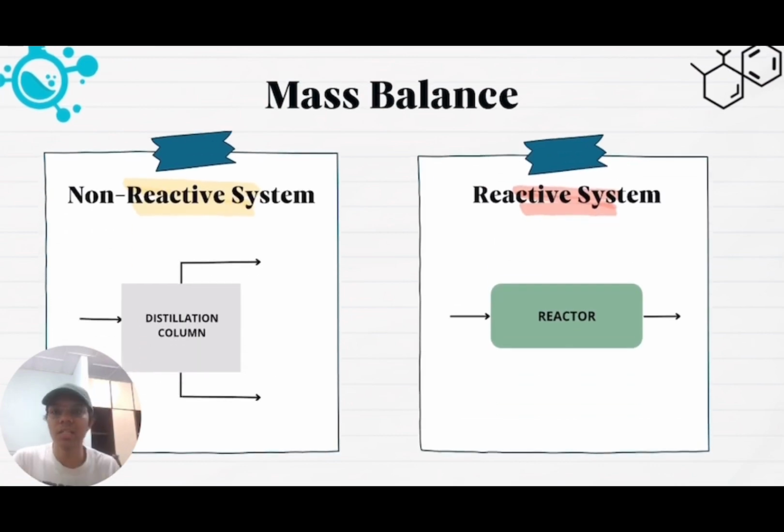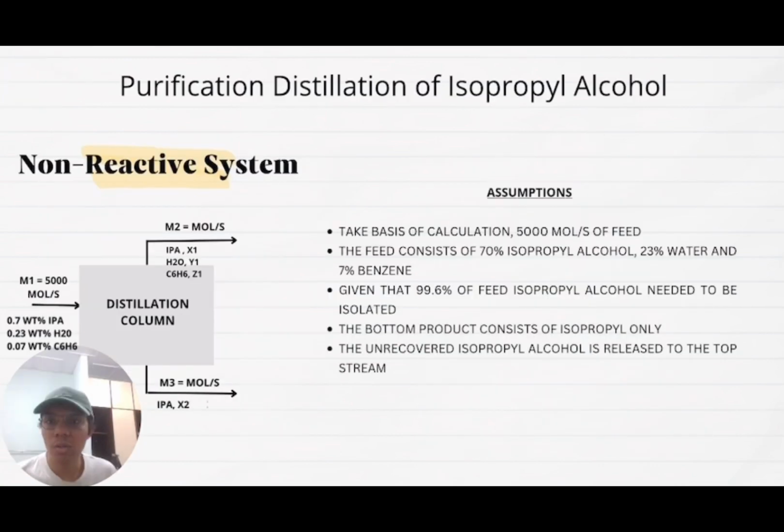Hi, my name is Ikmah Haril and I will be explaining about the mass balance for the non-reactive system and reactive system. Alright, so for the non-reactive system, we are choosing the purification distillation of isopropanol. This would be the assumptions. You have to take the basis of calculation of feed and what are the compounds in the feed and how much percentages of it. We also need to know the percentage of isopropanol that is needed to be isolated, because we want the isopropanol to be pure, hence the name purification distillation.